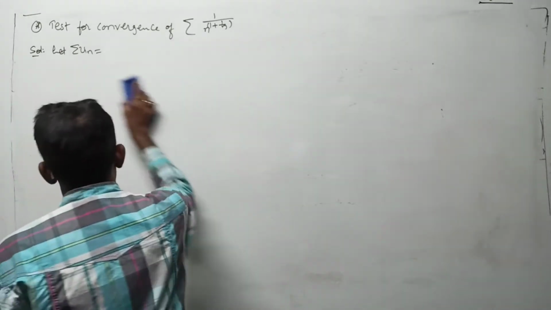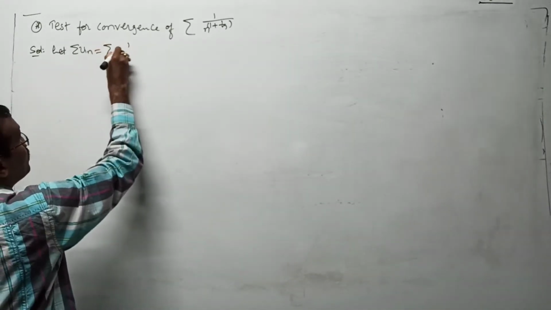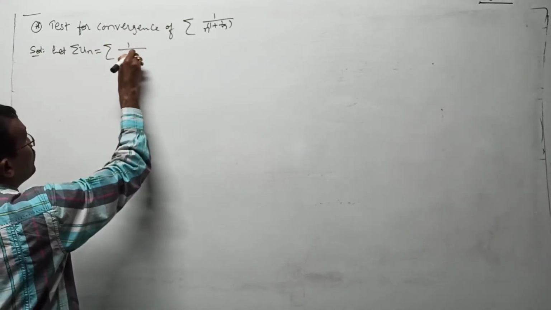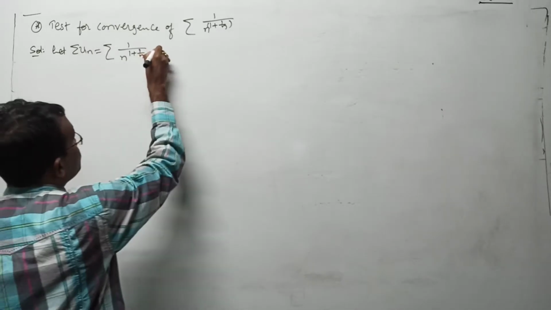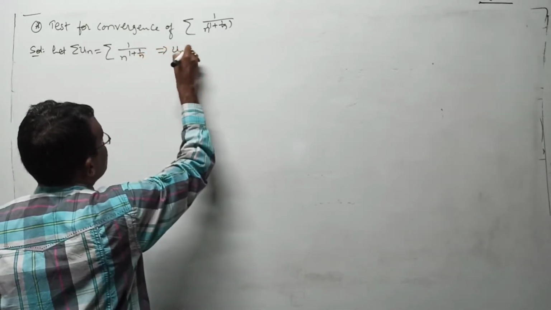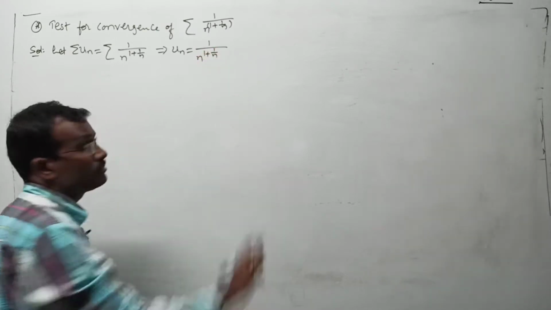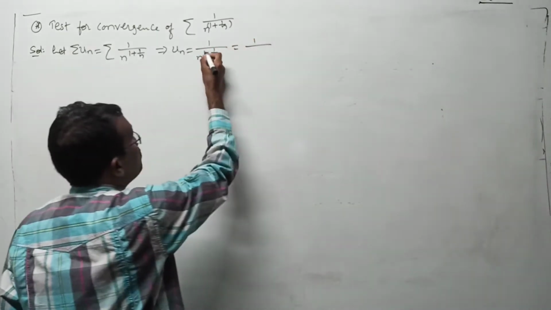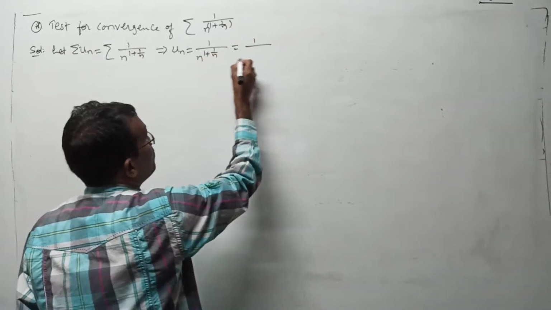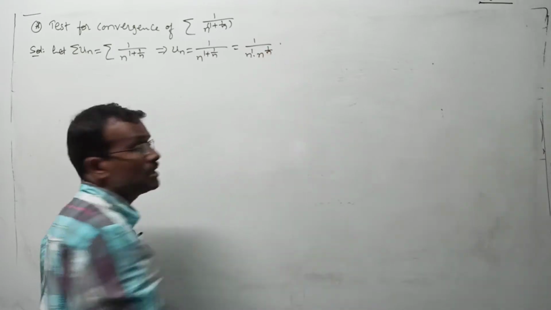Yes, let sigma Un be sigma 1 by n to the power of (1 plus 1 by n), right? This implies Un is equal to 1 by n to the power of (1 plus 1 by n). This I am going to write as 1 by n power 1 into n to the power of 1 by n. Can you write or not? n power 1 into n to the power of 1 by n, right?